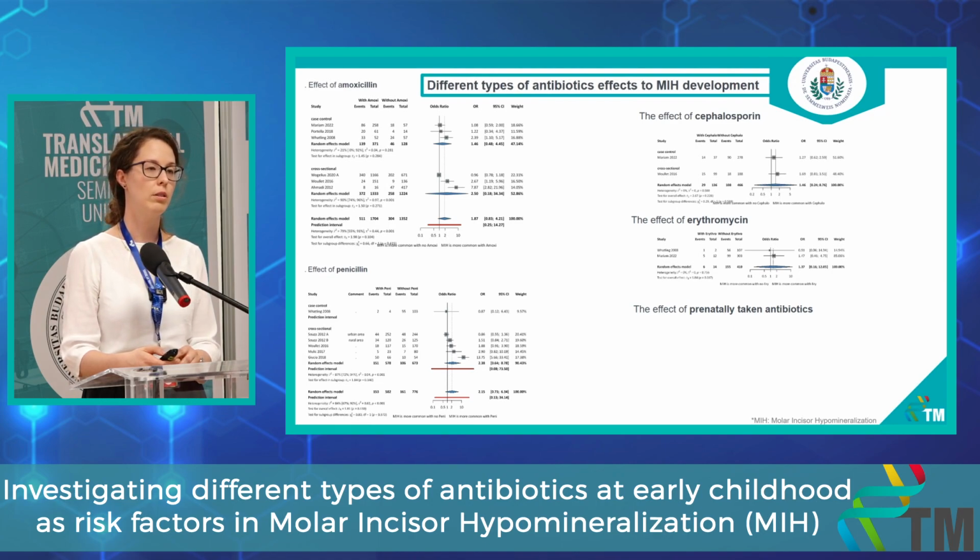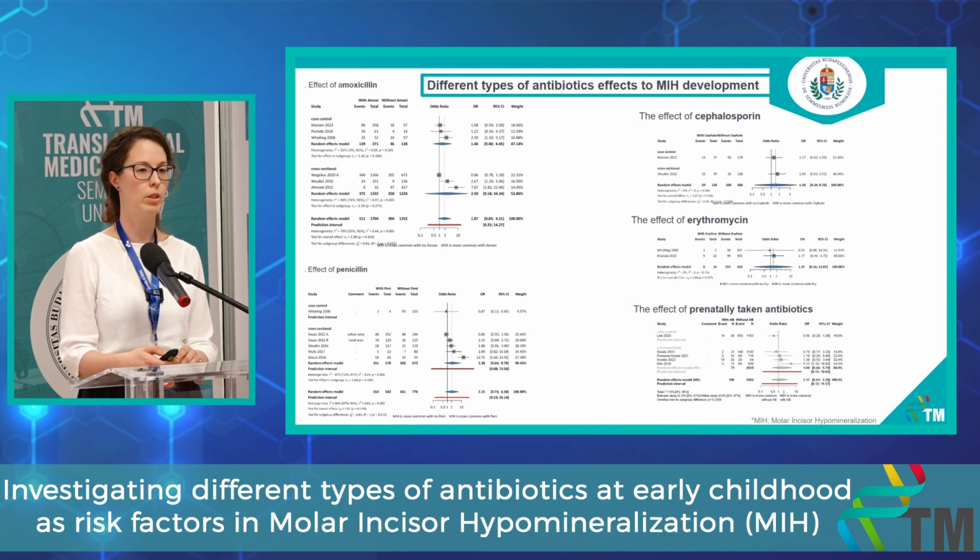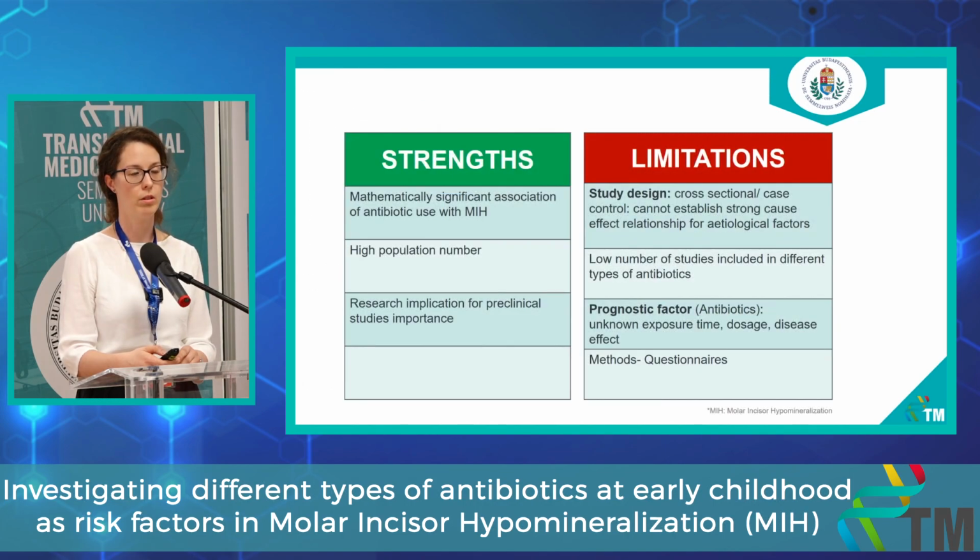Here are the other analyses with the different types of antibiotics, and we also looked at prenatally taken antibiotics. All of them have the same tendency as the general antibiotic intake, though none of them reach the mathematical significance level due to the low number of studies. The strengths of our study are the mathematically significant association between antibiotic use and MIH, the high population number, and it shows us a clear importance for a research implication in preclinical studies.